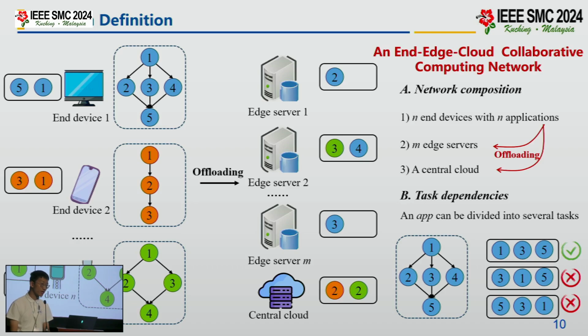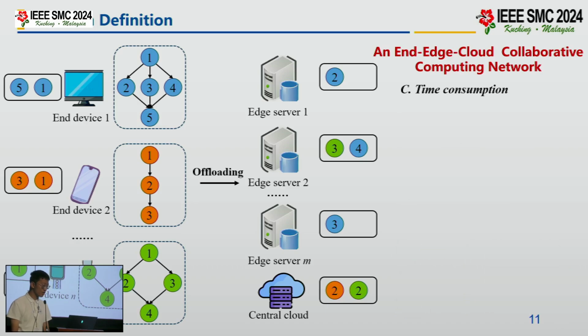So in the following orders, the first one is correct, but the second and third are wrong because they violate the dependency. Okay, here we are discussing some formulas to calculate the time consumption. The first is the transmission time. If a task is offloaded to a remote edge server or the cloud, it has to transmit the data to compute. So this part of time is defined as the transmission time. It is equal to the amount of data divided by the bandwidth.